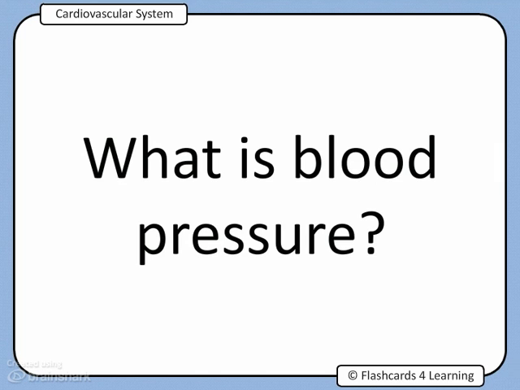Another favourite area of the exam board is blood pressure. It's important that we have an understanding of what blood pressure is, so I wonder if you're able to answer this question. Why don't you pause the video now and give yourselves a chance of answering this question before we move on. What is blood pressure?